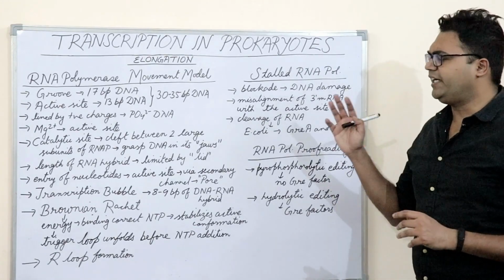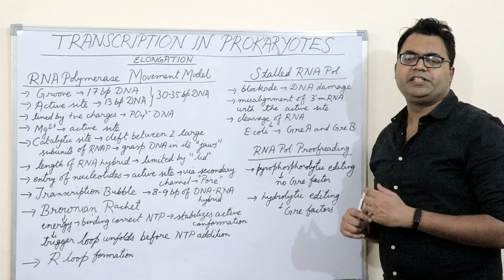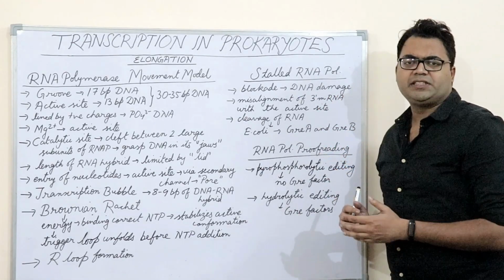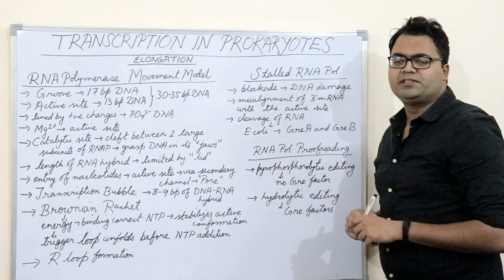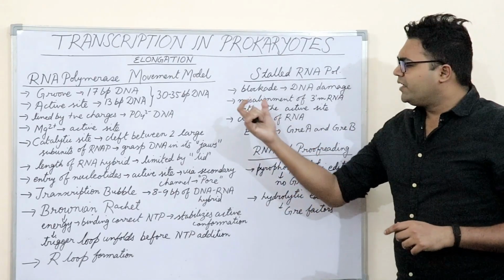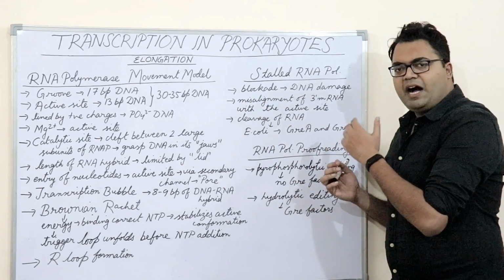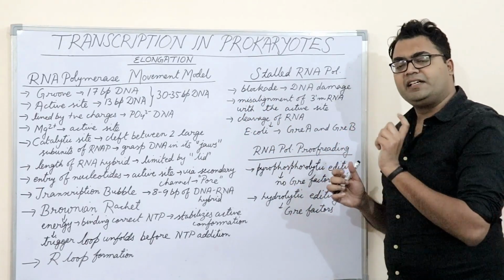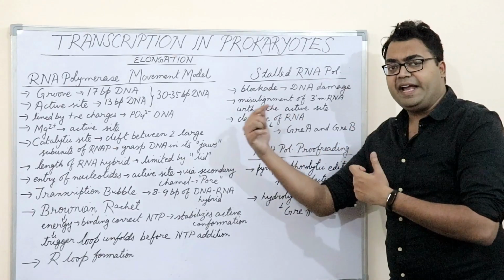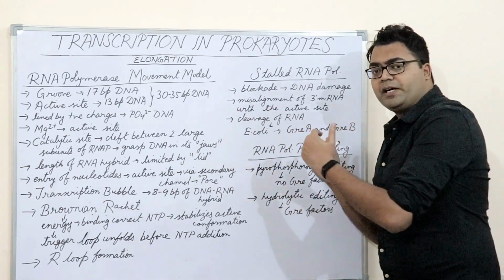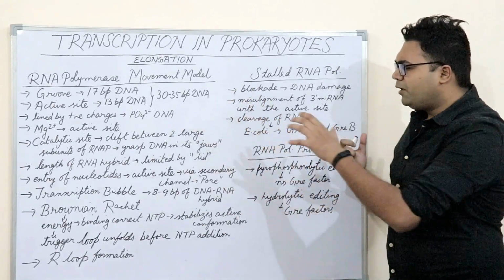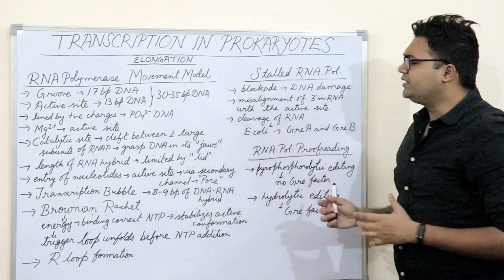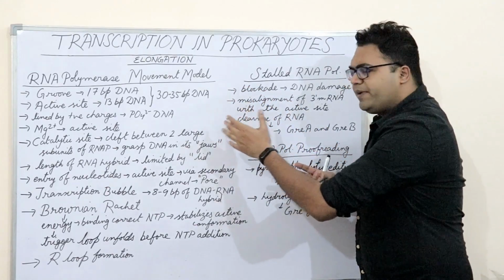Today I will be bringing you a very exciting topic known as transcription in prokaryotes, the elongation part. In my previous videos, I have already described at length the initiation process of transcription in prokaryotes in Escherichia coli. Now in this video, we will be talking about RNA polymerase dynamics. How does it undergo changes while adding the NTPs, and how does it overcome various challenges posed by this dynamic process? In order to understand this process, let's talk about the RNA polymerase movement model.